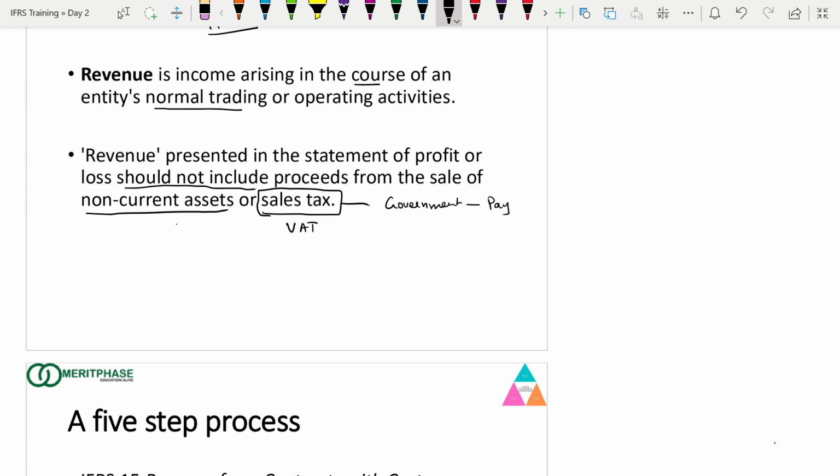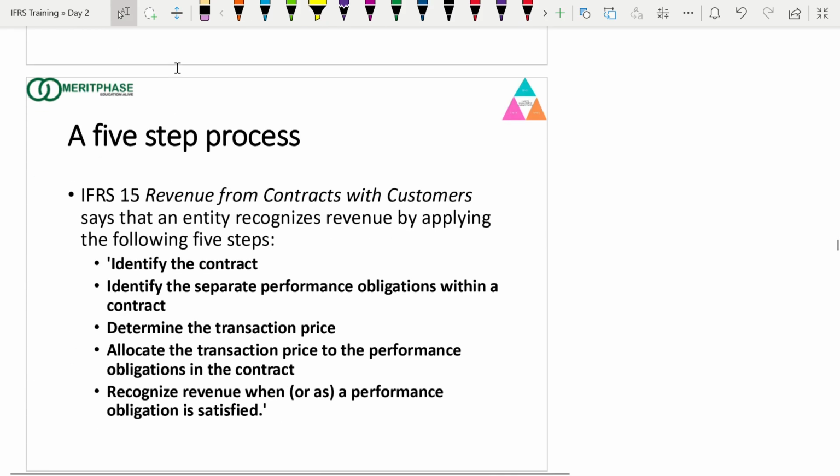The first point, very clearly, is an indication. We are doing this. I'm not saying that we are not doing this. Most of us are doing that. I just wanted to give a refresh. Now, what is the step process? The 5-step process. Revenue from contracts with customers: recognize revenue by applying 5 steps. It says that the first one is the contract.